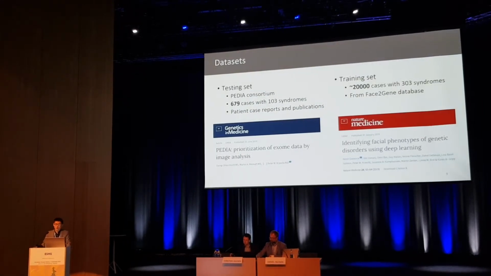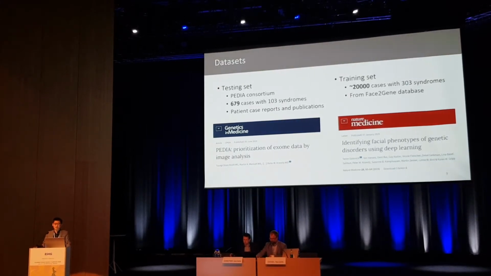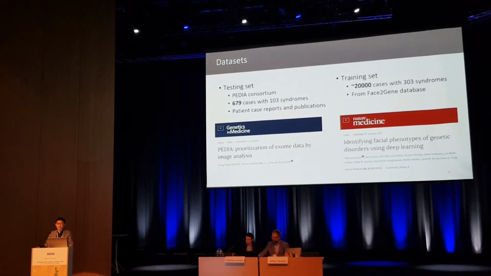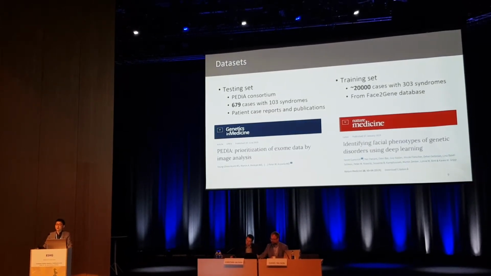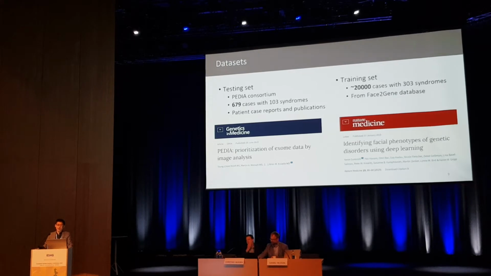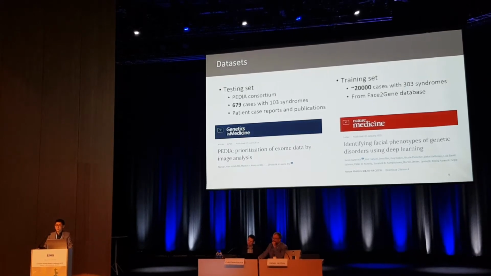This is the dataset we use in our analysis. First, as a testing set, we use the 679 cases from our PEDIA consortium, which cover 103 monogenic disorders. Then for the training set, we took more than 20,000 patients' photos from the Face2Gene database to train our model.